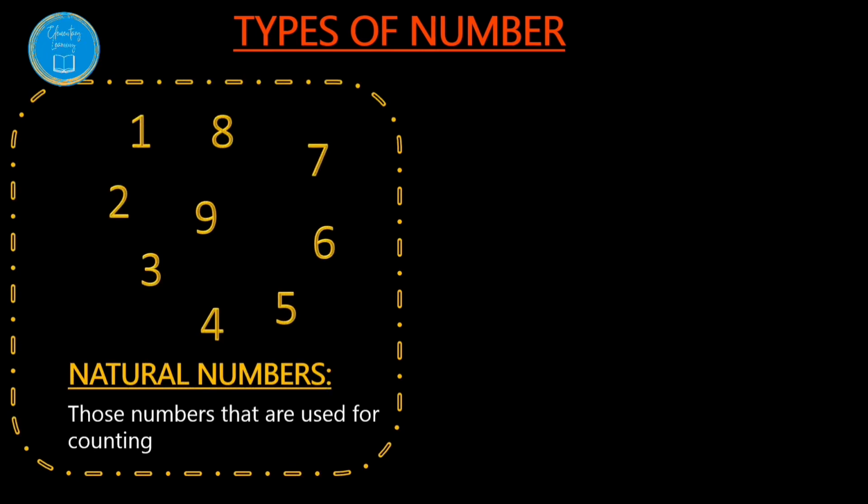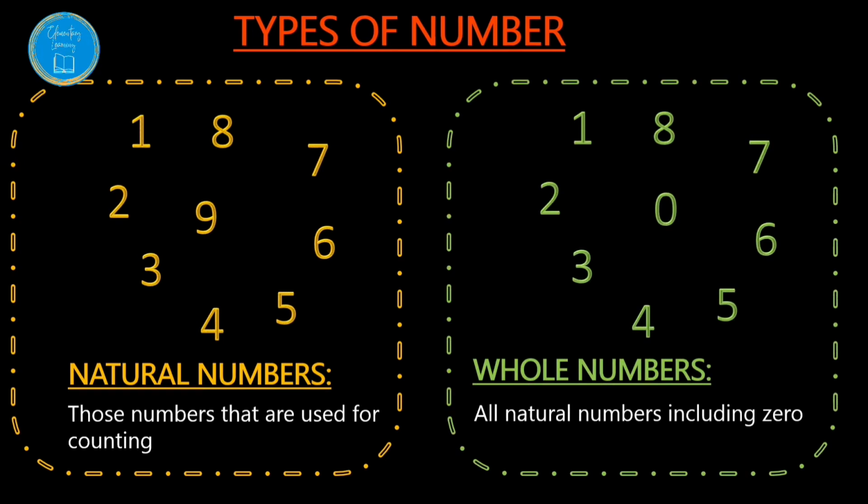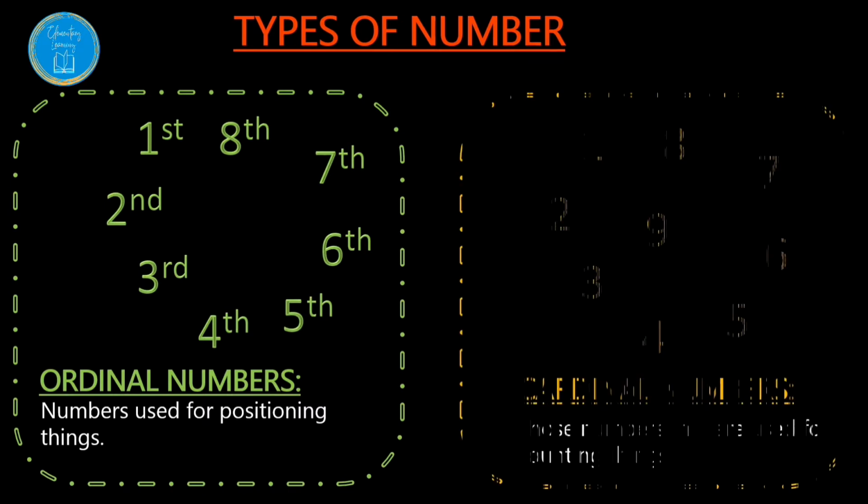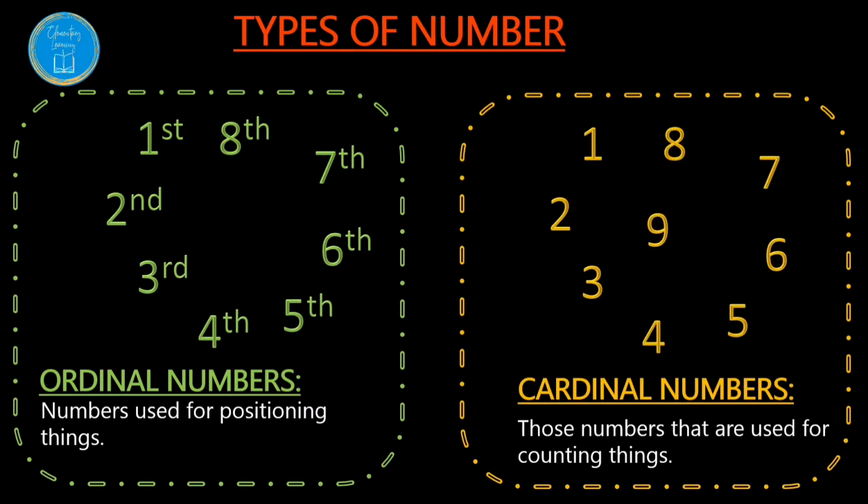Now we are going to study various types of numbers. We will start with the natural numbers, those that are used for counting, like 1, 2, 3, 4, 5, 6, 7, 8 and 9. Whole numbers: all natural numbers including 0 are termed whole numbers, like 0, 1, 2, 3, 4, 5, 6, 7, 8 and 9. Ordinal numbers: those that are used for ordering or positioning, for example 1st, 2nd, 3rd, 4th, 5th, 6th, 7th, 8th and 9th. Cardinal numbers: those that are used for counting things, like 1, 2, 3, 4, 5, 6, 7, 8 and 9.